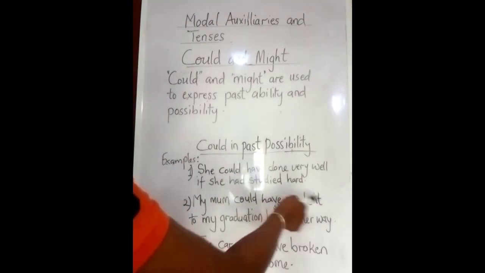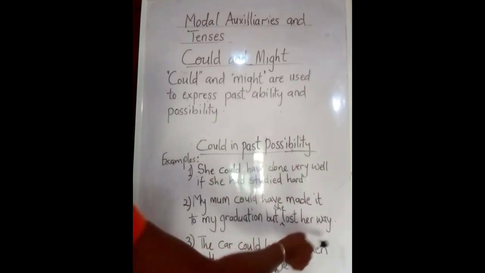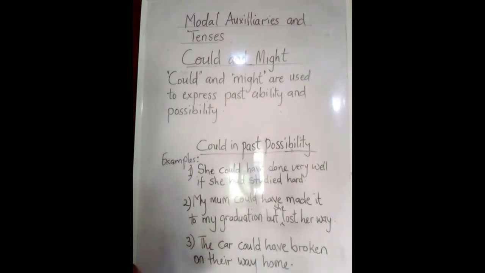So my mom could have made it. There was a possibility of mom making it. There was a chance of mom coming for my graduation party, but she lost her way. That means eventually she didn't come. Now the third example says, the car could have broken down on their way home. There is a possibility of the car breaking down on their way home. There was a chance that the car broke down while they were going home.